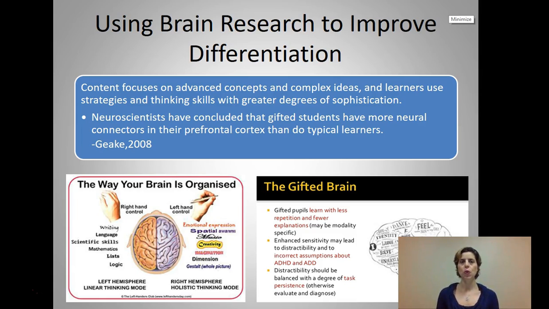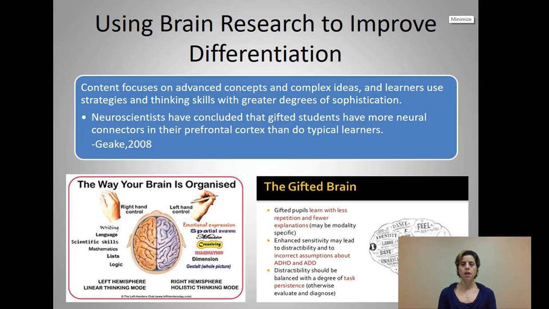So content focuses on advanced concepts and complex ideas, and learners use strategies and thinking skills with greater degrees of sophistication. Neuroscientists have concluded that gifted students have more neural connectors in their prefrontal cortex than typical learners. What you can see from the diagrams is how the brain is organized, and then the gifted brain, where you can see there are some misnomers here.